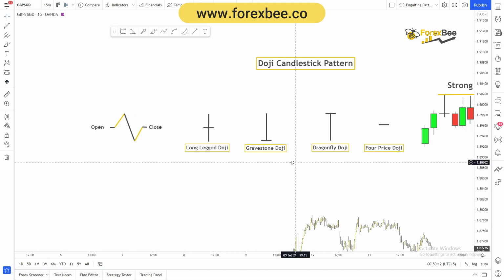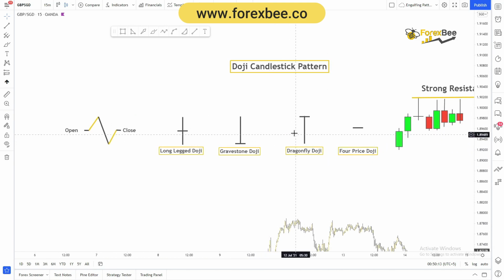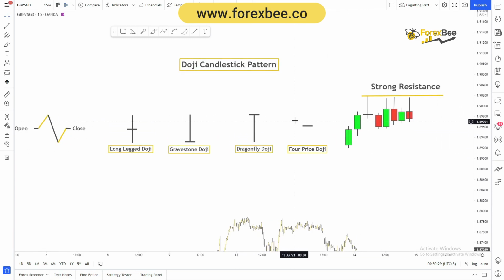Then we have a dragonfly doji, in which the price opens up at the top and the sellers pull the market all the way down to this level. Then the buyers come in and take control and pull the market all the way up. And this here is the fourth type of doji candle, which is the four price doji, in which the price doesn't move at all.